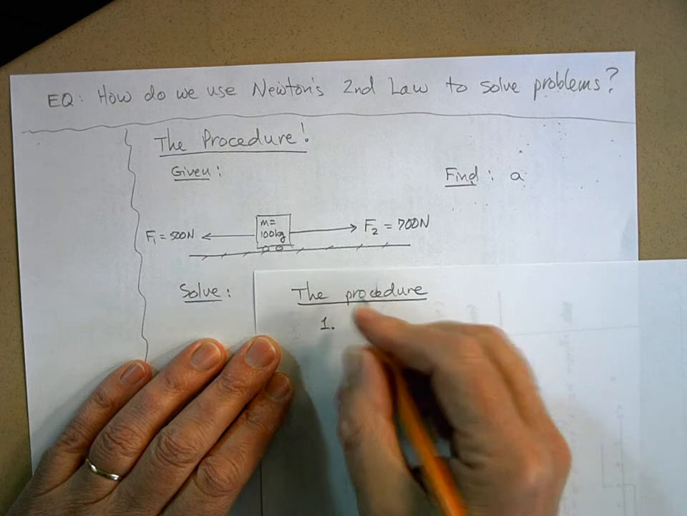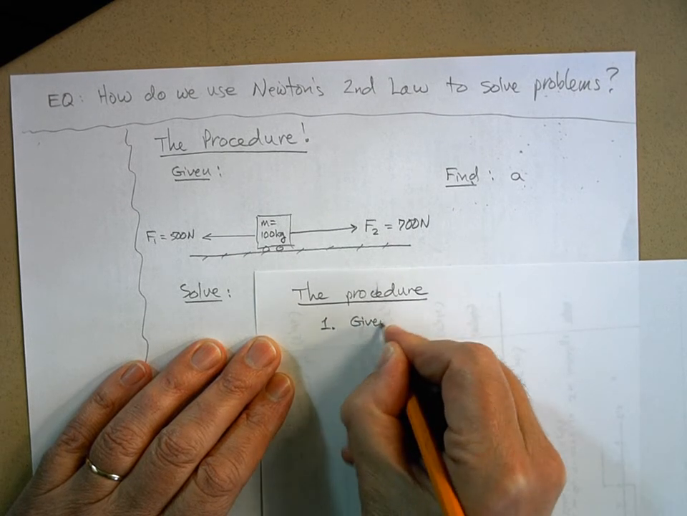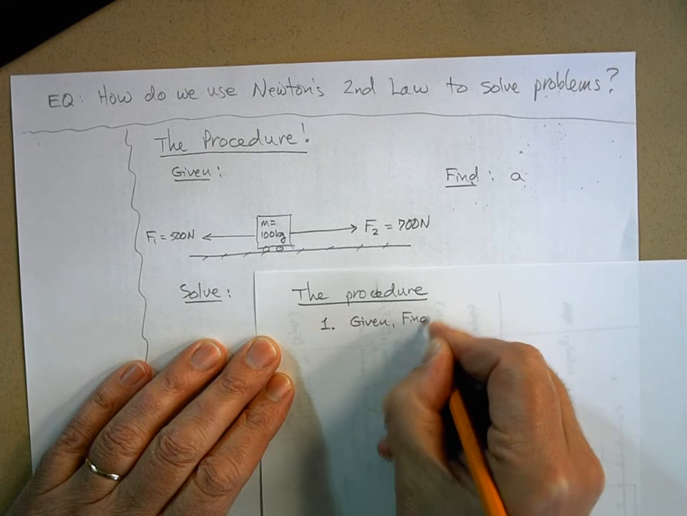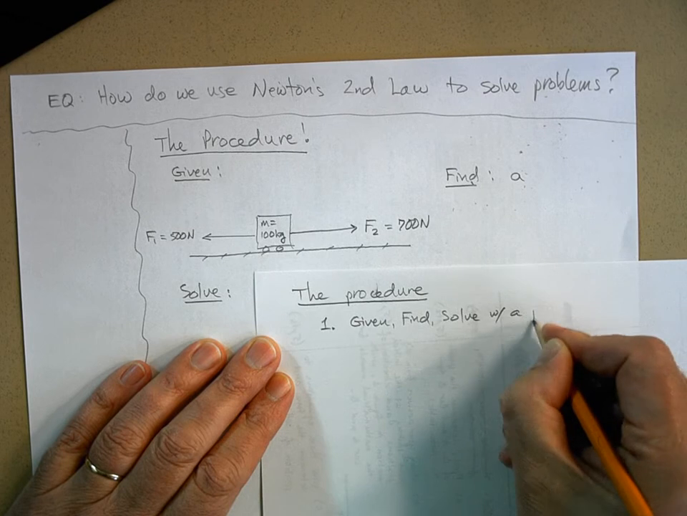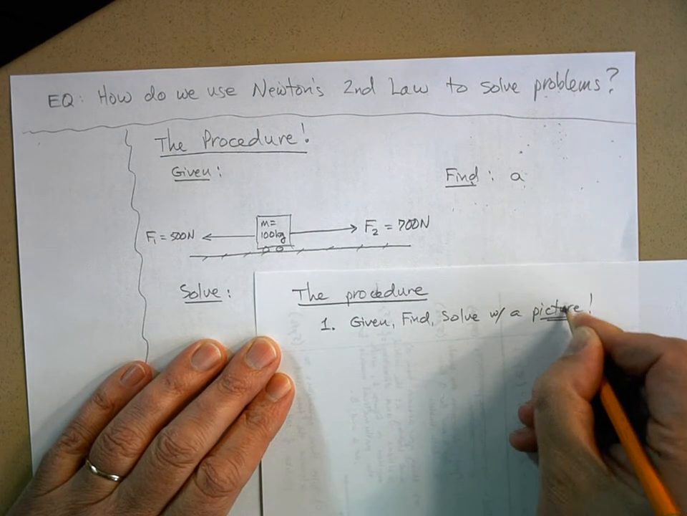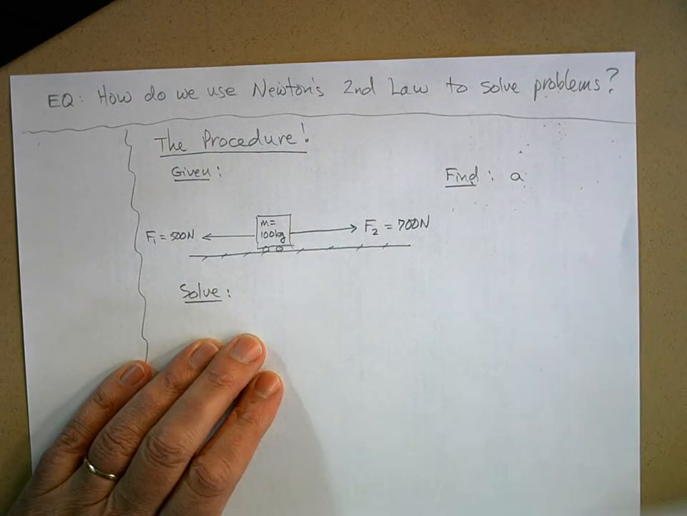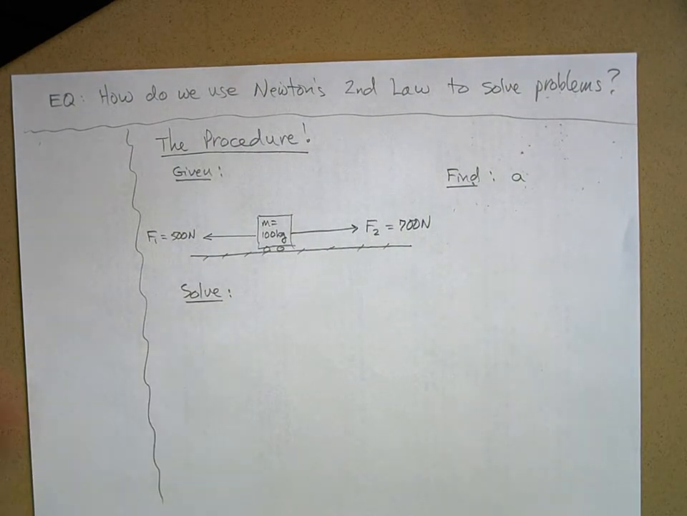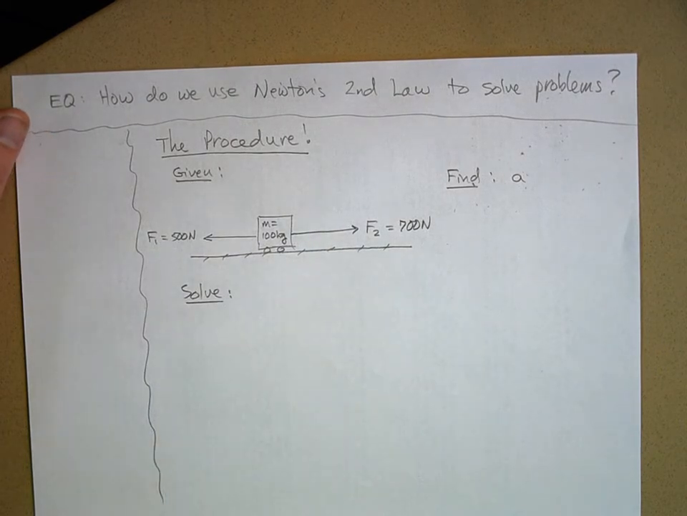Step 1. Given, find, solve with a picture. Draw a picture of the problem. Use given, find, and solve. So I already did step 1. So when you read the book or read the problem or you're taking a test or whatever, set it up with given, find, and solve. Okay. And so there it is.